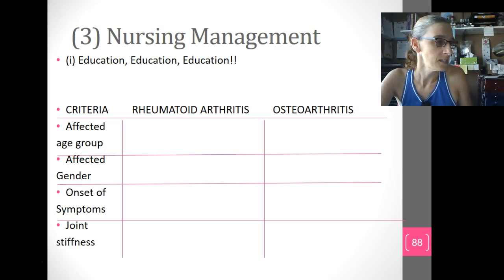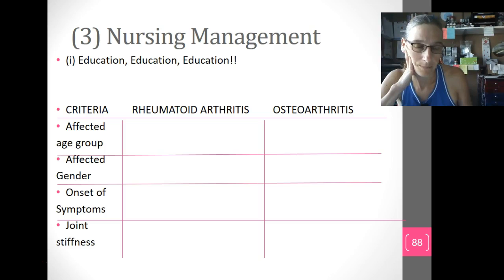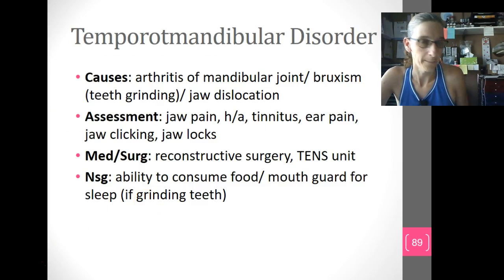All right, joint stiffness. For RA, you're going to have morning stiffness that lasts at least an hour. And for OA, early in the disease progress, you'll have brief joint stiffness and pain after periods of inactivity that are relieved by rest. And then in the later stages, you'll have pain that may not be relieved by rest. Okay, so hopefully you guys filled that in ahead of time. It really will benefit you in the long run. But there's some information for you.